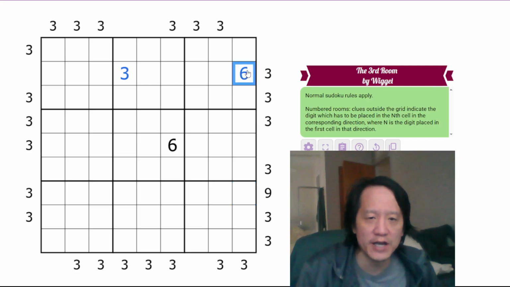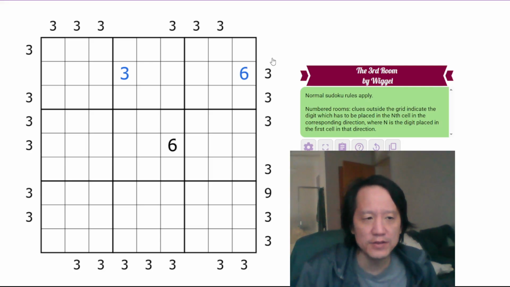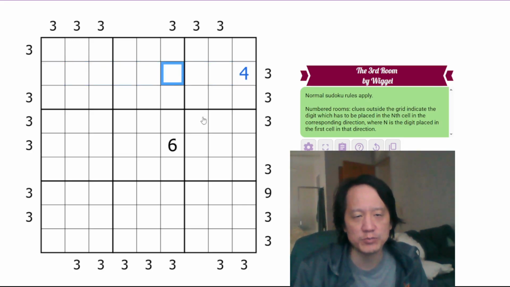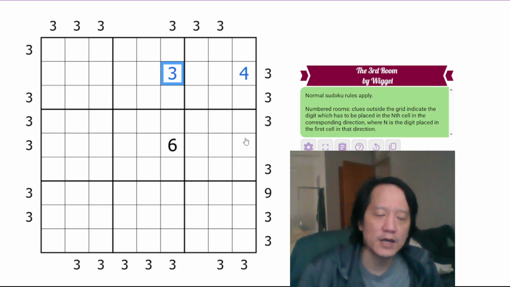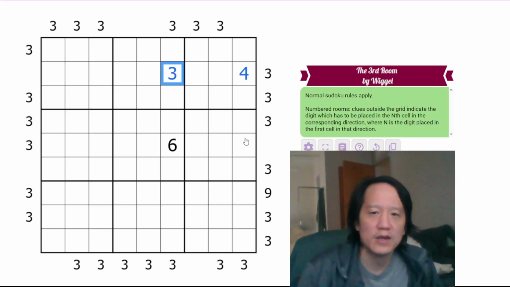But again, remember, n is the digit in the first cell, and then the digit outside the grid must be placed in the nth cell, where in this case it's the 6th. If this were 4, then the 3 would have to be in the 4th cell going in this direction, which would mean it would have to be here. And those are examples of how numbered rooms works. And those are all the rules.